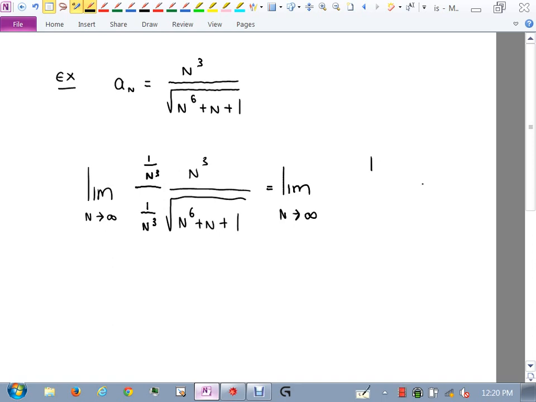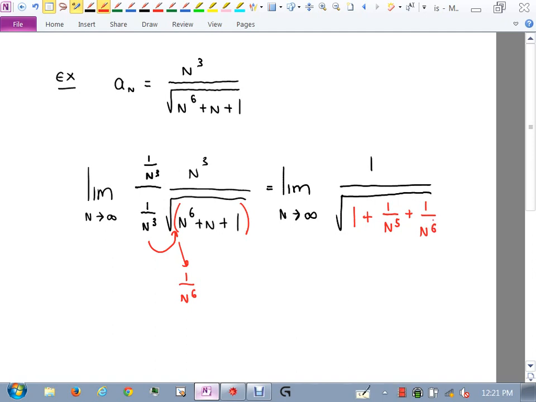You just get 1. On the bottom, we still have the square root, but now we've pushed the 1 over n cubed in. When it goes in, I'll do it in red here. When it goes in, it sits right there next to all that, and it turns into a 1 over n to the 6th. And then pass 1 over n to the 6th through to each of those. And what would you get? 1 plus 1 over n to the 5th plus 1 over n to the 6th.